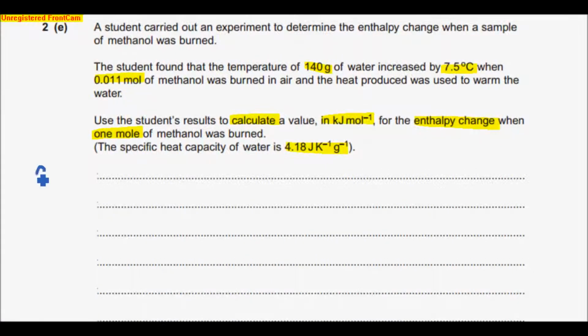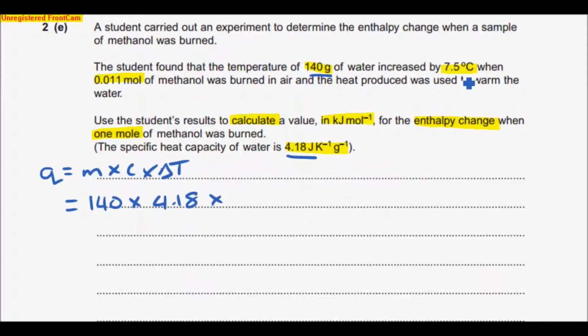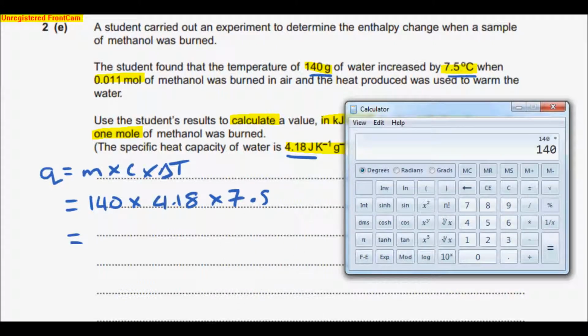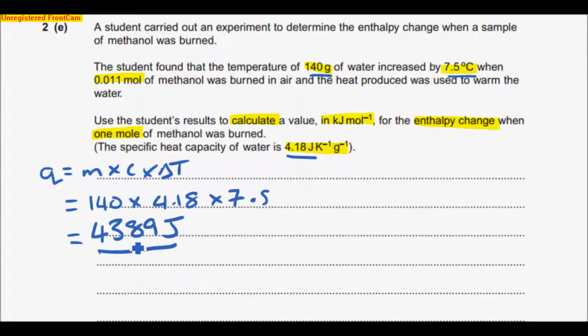Okay, so Q equals M times C times delta T. Here, the mass that we're going to use is 140 grams. We've been told the specific heat capacity is 4.18. And finally, that the temperature change is 7.5 degrees. Okay, so if I use a calculator, we get an answer of 4,389 joules. Okay, so what do we need to do now?